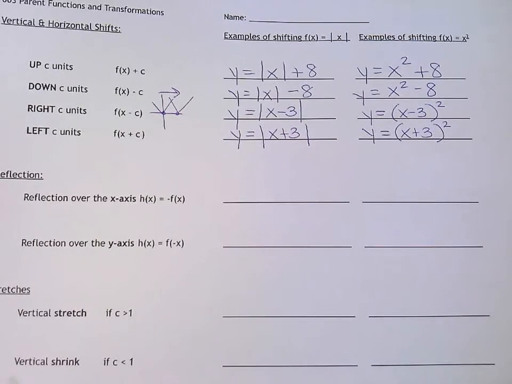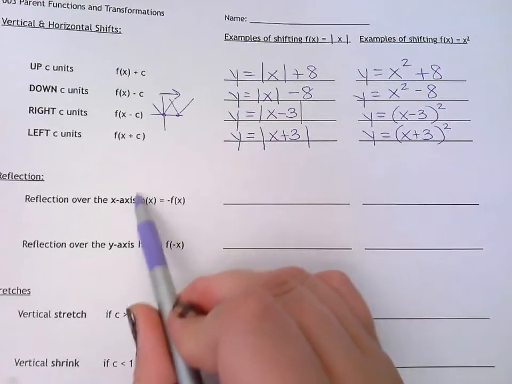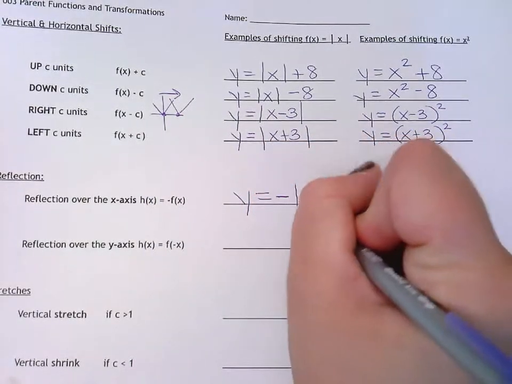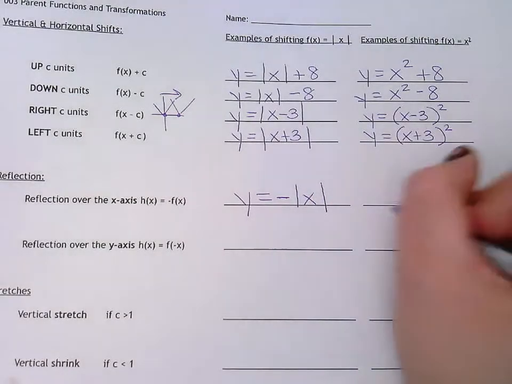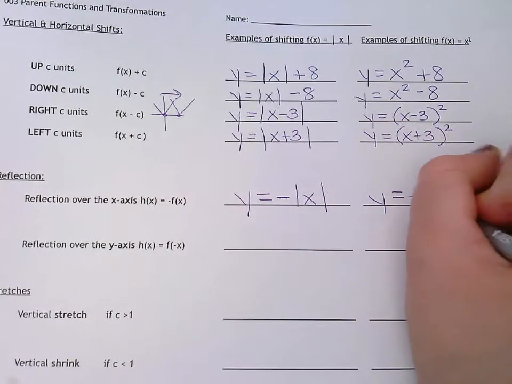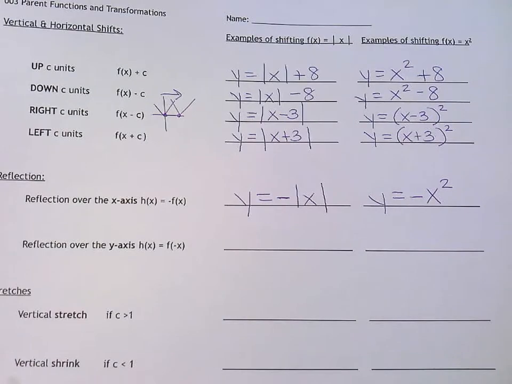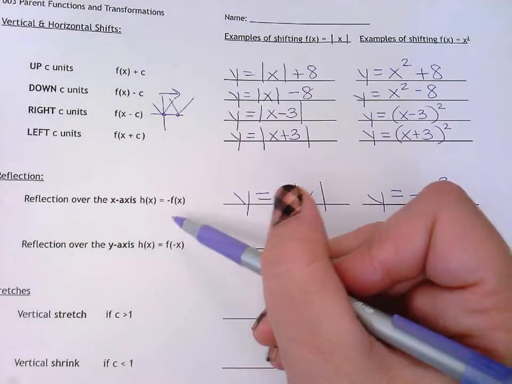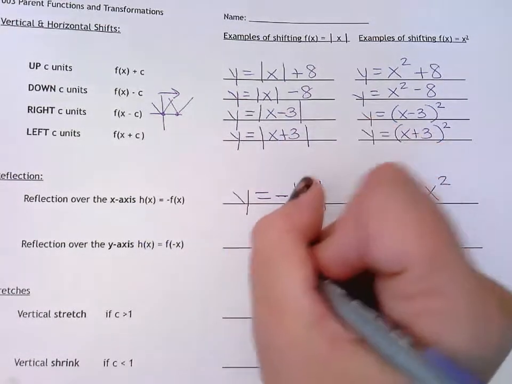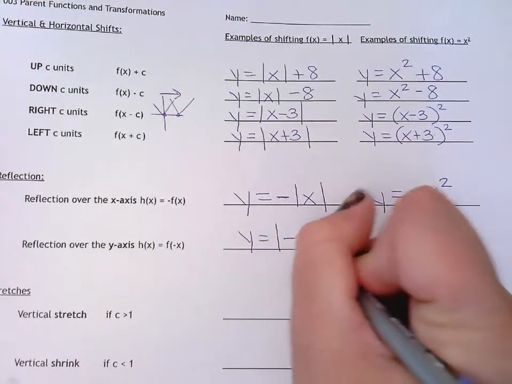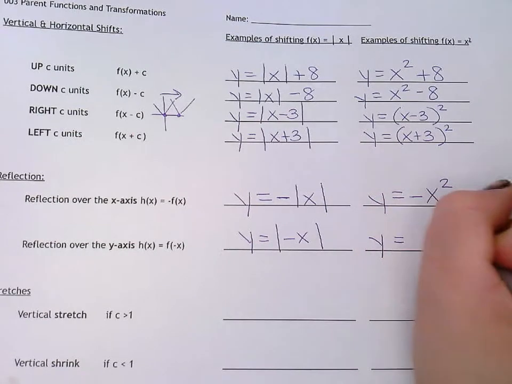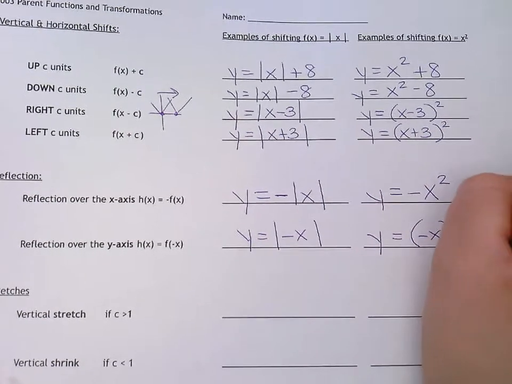Reflecting something over the x-axis or y-axis. So the x-axis is like our concavity that's going downward. So I would put a negative sign outside of the absolute value function or in front of the x squared function. So that makes it concave down or flips it upside down. If you want to reflect over the y-axis, you actually put the negative sign in front of the x itself, inside kind of a parentheses.